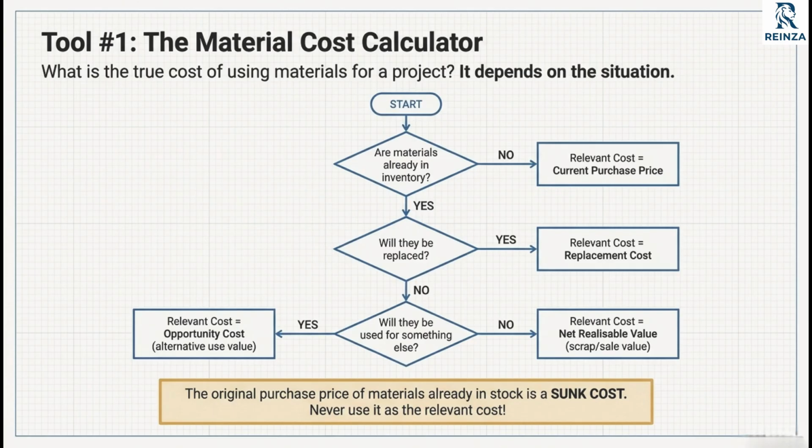Exam tip. Always look for clues in the question about whether materials are regularly used, whether they have alternative uses, or what their current market value is. These clues tell you which branch of the flowchart to follow.